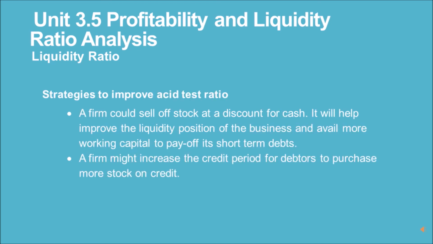Strategies to improve acid test ratio. A firm could sell off stock at a discount for cash. It will help improve the liquidity position of the business and avail more working capital to pay off its short-term debts. A firm might increase the credit period for debtors to purchase more stock on credit.